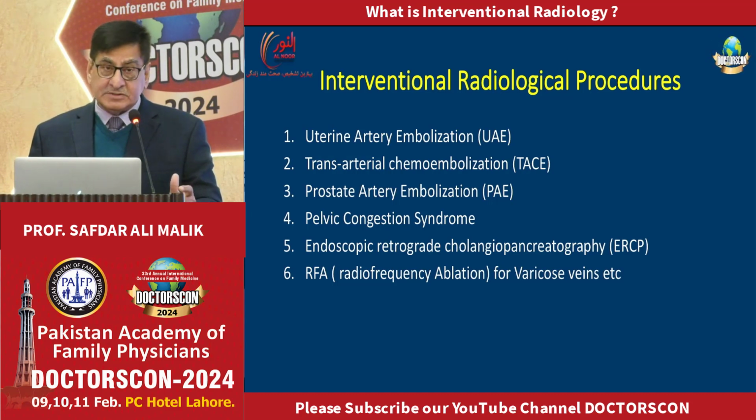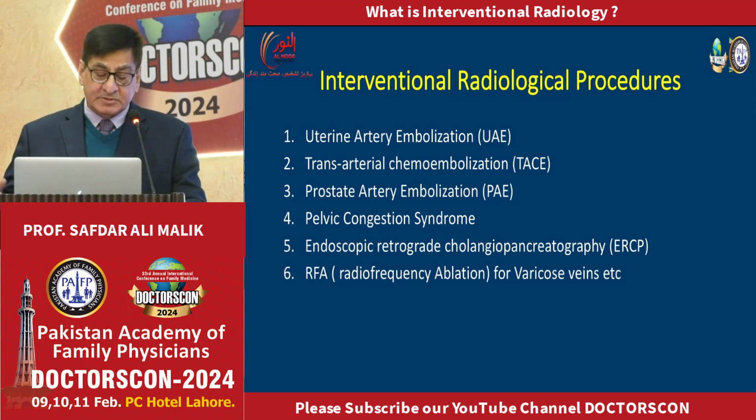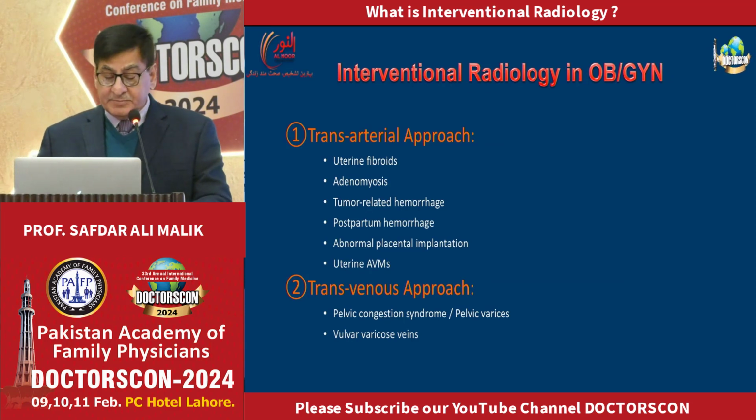Ovaries are normal, uterus is normal. If the vein caliber is more than 4 millimeter, start thinking this lady has the congestion syndrome because of damage to the valves of the veins, so the blood pools in the pelvis. Similarly, ERCP, which is done by the GIT specialist, and RFA, radiofrequency ablation, for the varicose veins, and injection sclerotherapy.